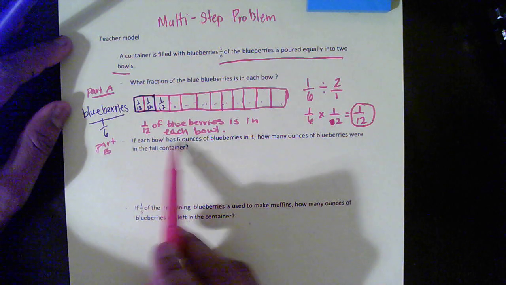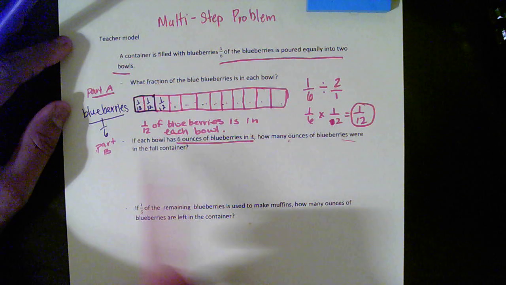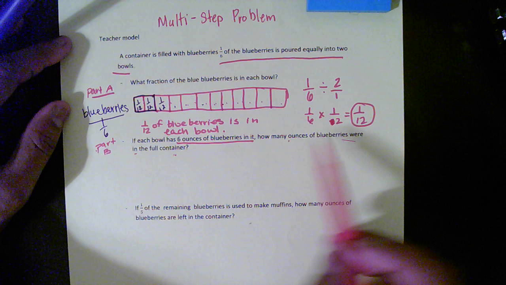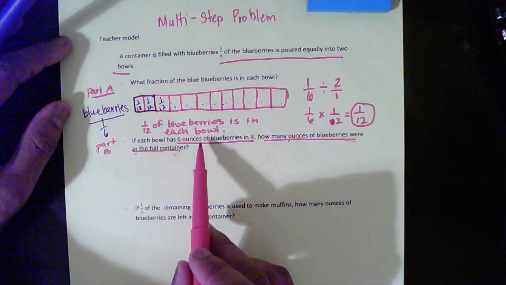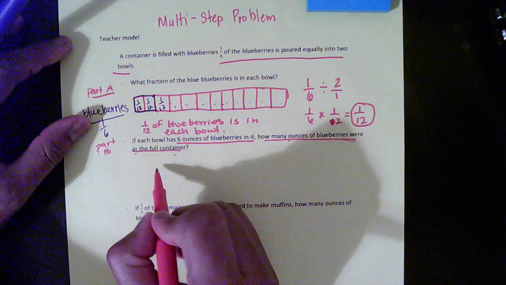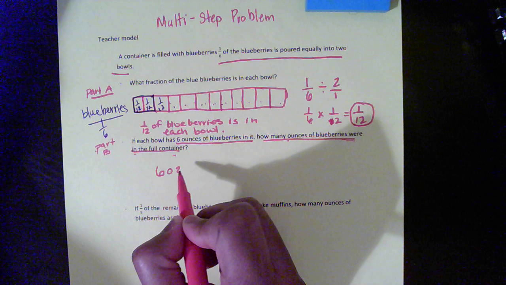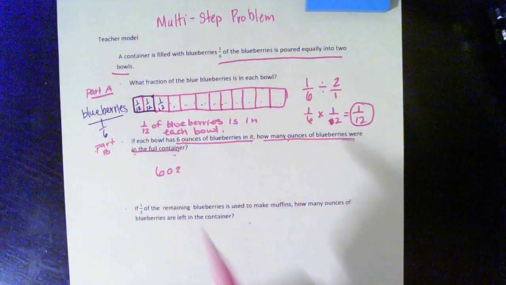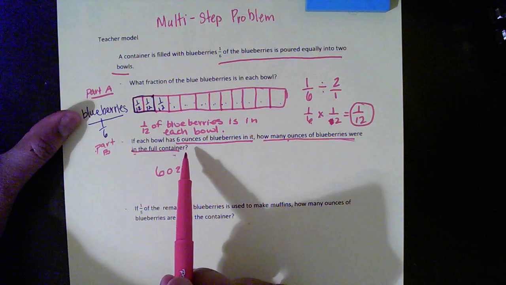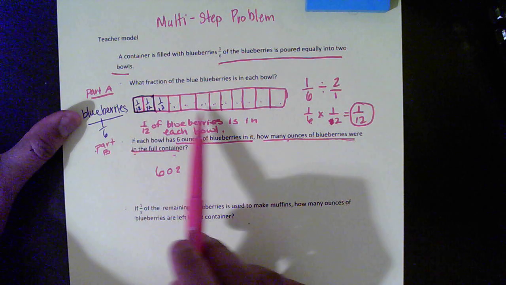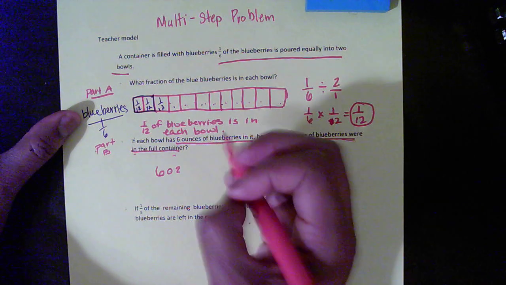If each bowl has 6 ounces of blueberries in it, how many ounces of blueberries were in the full container? Okay, how many ounces were in the full container? So now we already know, let's just start here. We already know that there's 6 ounces. So each bowl has 6 ounces. And each bowl has 6 ounces. So a full container had how many bowls? So we are going to say 12.